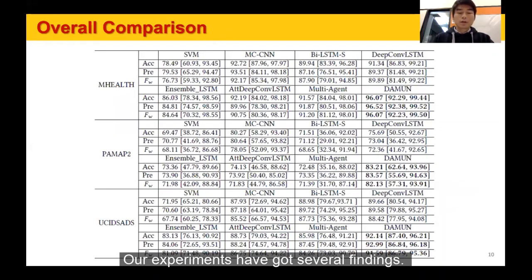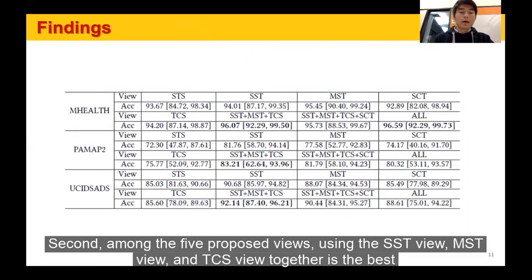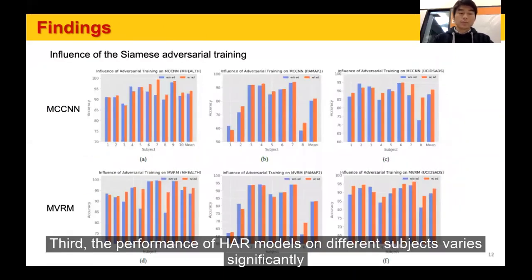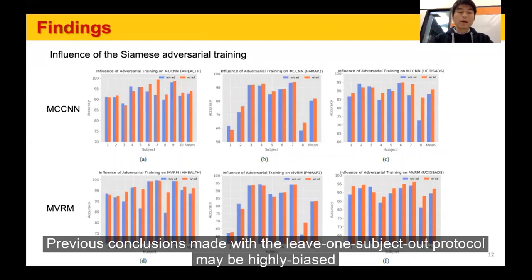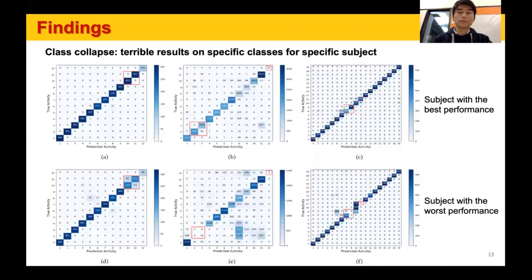Our experiments have got several findings. First, our model can achieve the best performance among a set of comparison methods in the 3 datasets consistently, as shown in this figure. Second, among the 5 proposed views, we find that using the SICS view, MTS view, and TCS view together is the best choice. Third, the performance of HAR models on different subjects varies significantly. Previous conclusions made with the leave 1 subject out protocol may be biased. Besides, our Siamese adversarial training framework can boost the performance across the 3 datasets consistently.